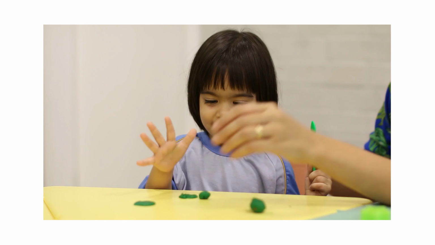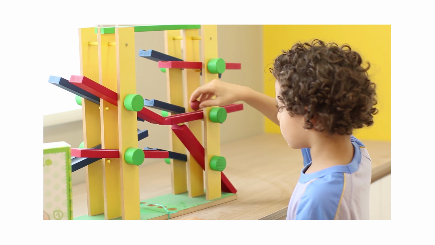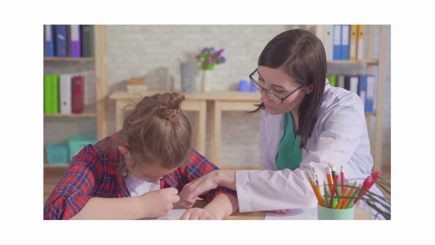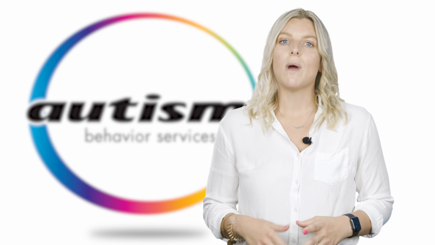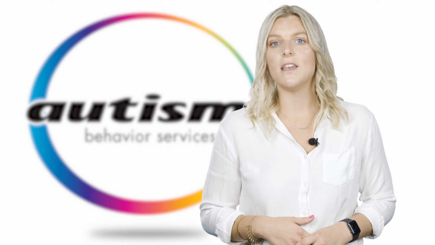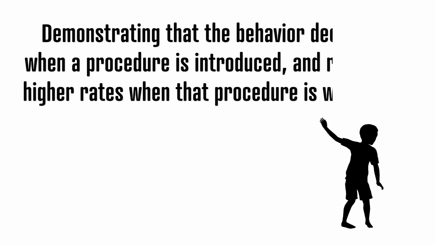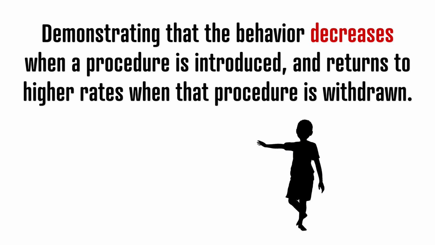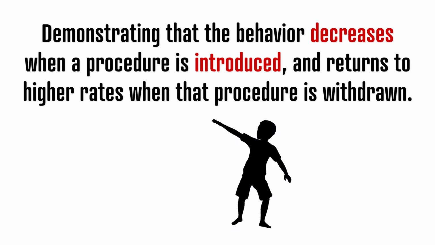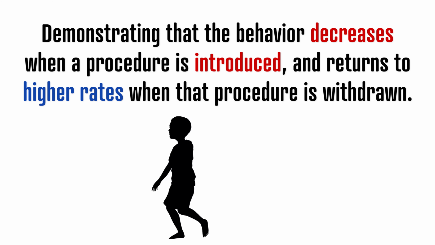They note that ABA is analytic, meaning that it requires an objective demonstration that the behavior change observed was caused by the procedure. ABA thus uses a variety of experimental controls to design studies in a way that eliminates confounding factors and demonstrates that the behavior changes along with the procedure. Rather than statistical analysis, ABA uses experimental controls, such as demonstrating that the behavior decreases when a procedure is introduced and returns to higher rates when that procedure is withdrawn.